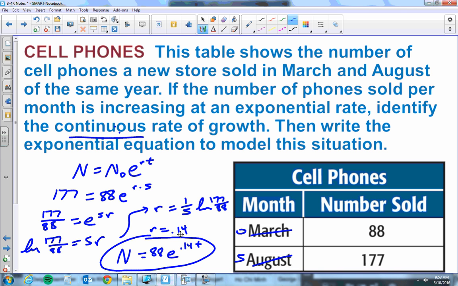Just for the record, by the way, R was 14%. Right? But in the formula, of course, you use the decimal form. All right? Frankly, that's all we're going to do on that. We're going to jump to today's notes.